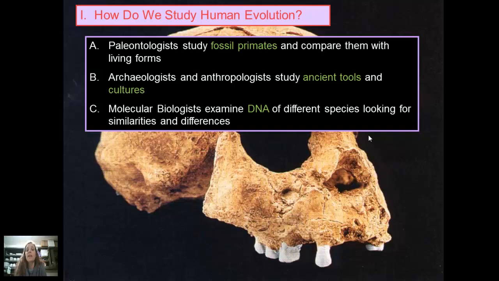And also examining DNA. As we've talked about, DNA is evidence of evolution. So molecular biologists are examining DNA of different species to look for similarities and differences in order to better understand how closely related 2 organisms are. It also helps scientists to put fossils in chronological order to know which fossil is older than another fossil.